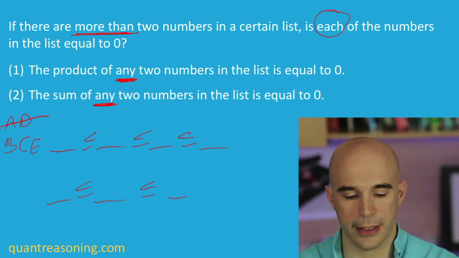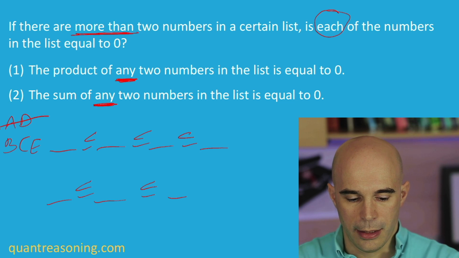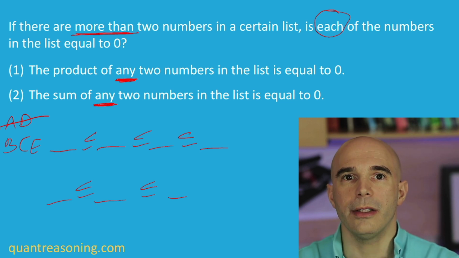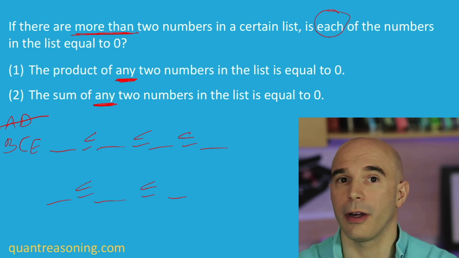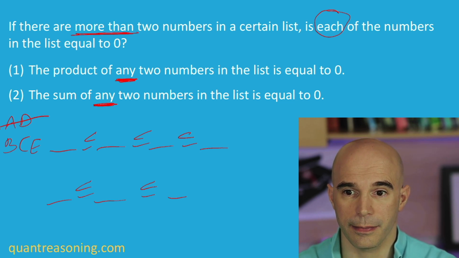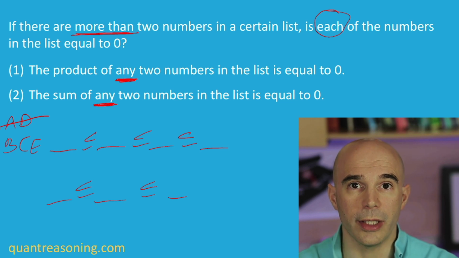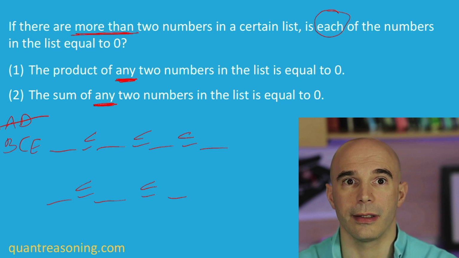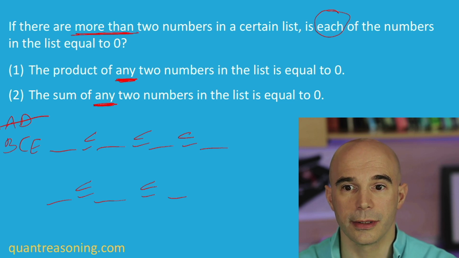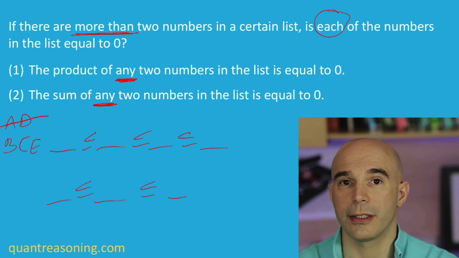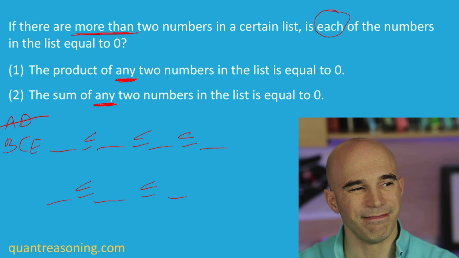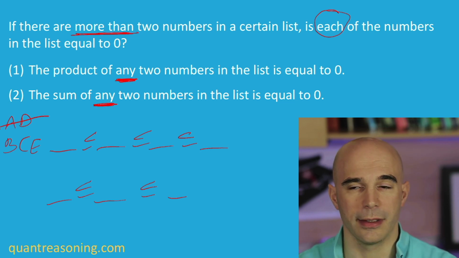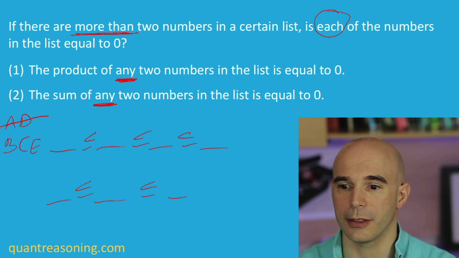Let me repeat again what I said. If you only have one non-zero number in the list, meaning all the other numbers in the list are 0, then statement 1 still holds. It is still true that any pair of numbers you choose will give you a product of 0. So statement 1 is not sufficient on its own. What about statement 2? The sum of any pair of numbers is always going to be 0, regardless of which pair you chose.